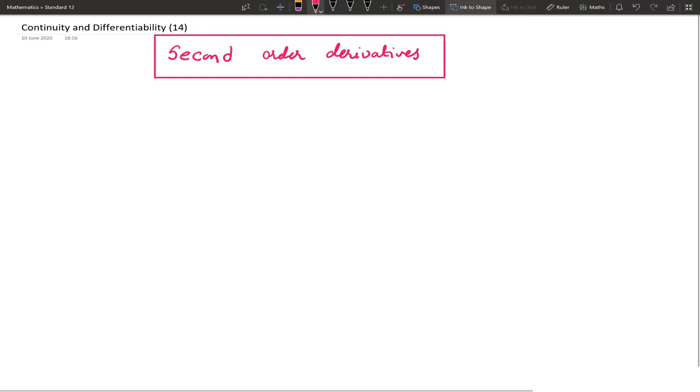First example: e raised to x into sine 5x. Find the second order derivative.